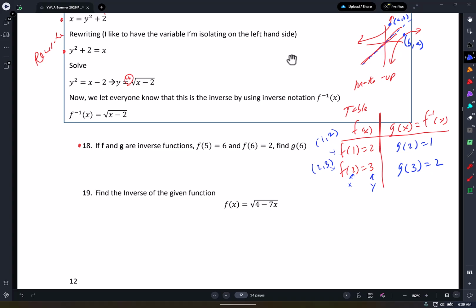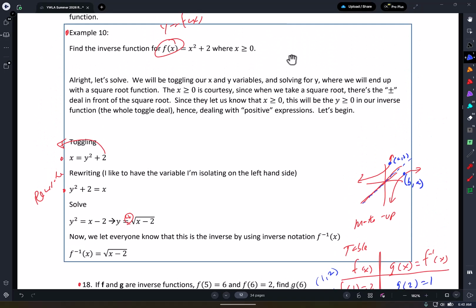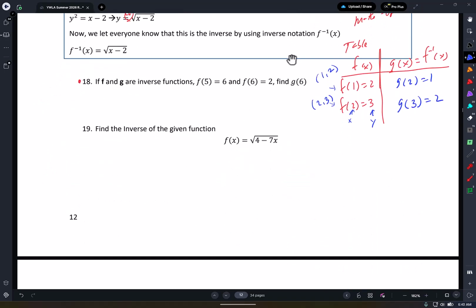So create a little table, and hopefully that logic makes sense. If it still doesn't make sense to you guys, please hit me up. Number 19 is just like the example 10. So we'll work on this one with you guys.